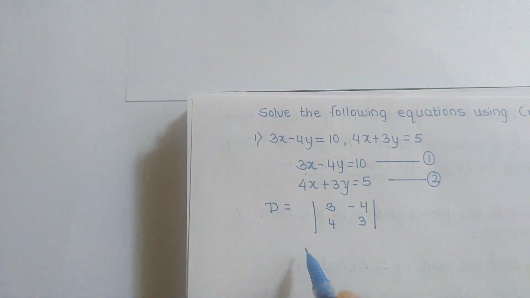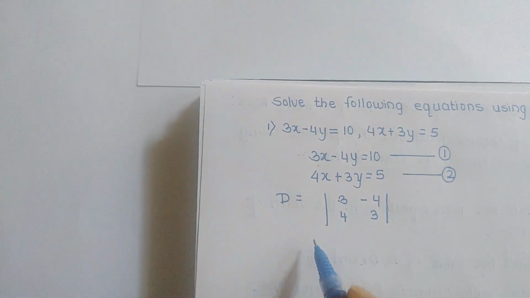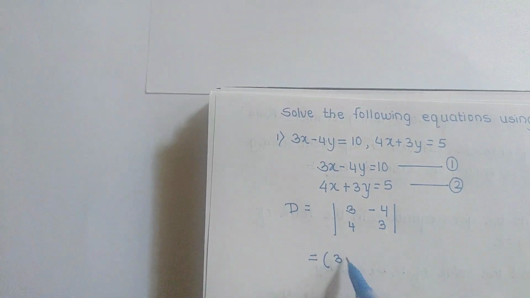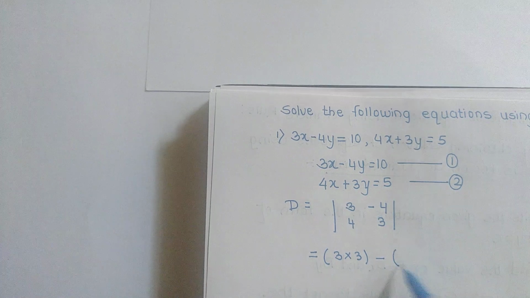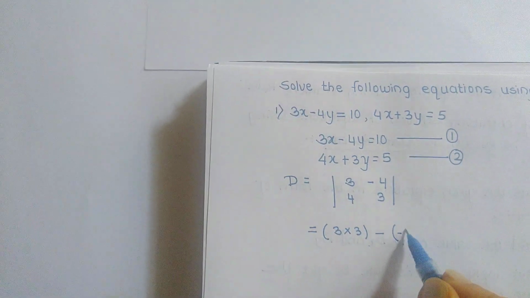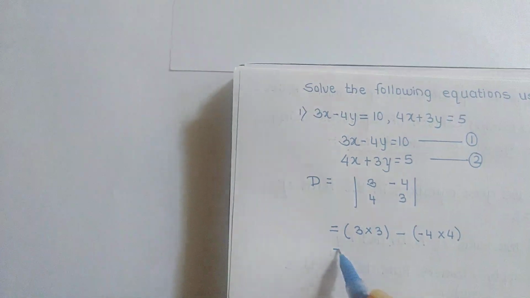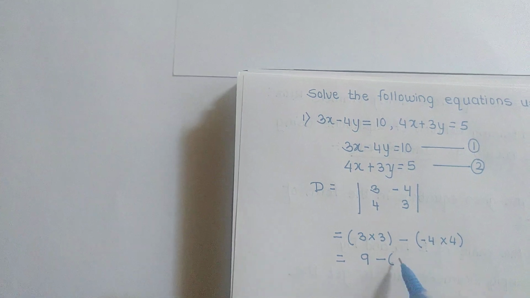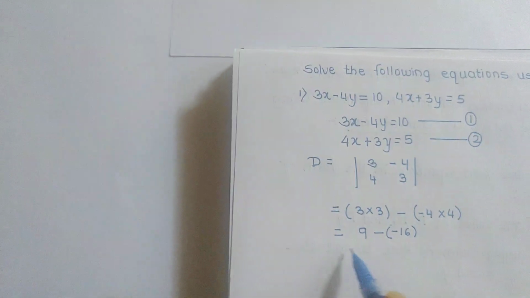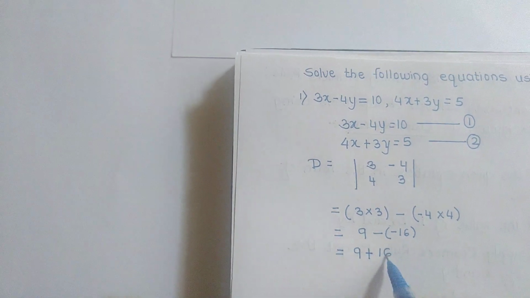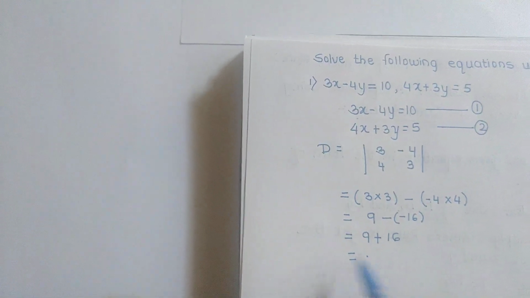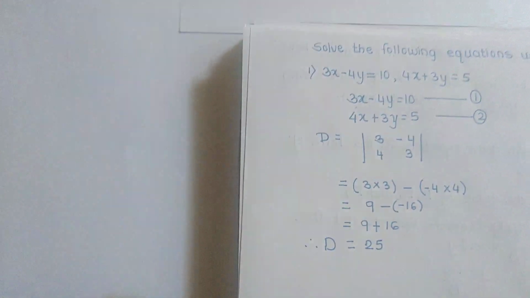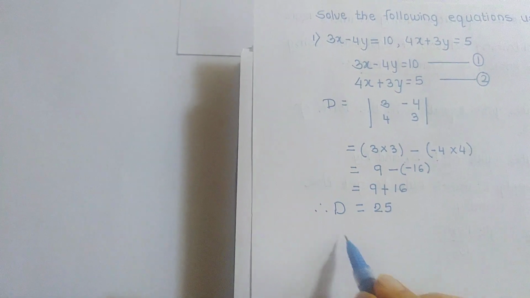Already we have studied how to find the value of a determinant. We have to take the subtraction of cross multiplication. So the next step will be written as 3 into 3 minus 4 into 4. So next line, 3 into 3 is 9, minus 4 into 4 is minus 16. Next step, 9 plus 16, minus times minus is plus. So you get the value, therefore D is equal to 25.